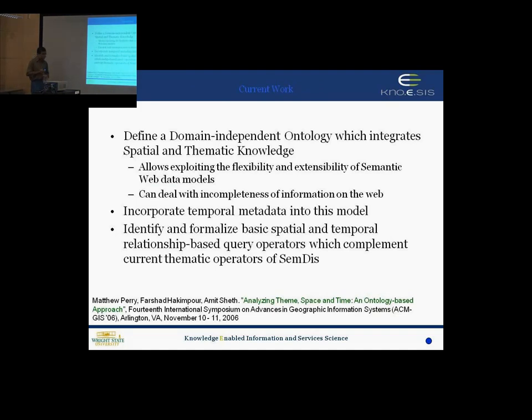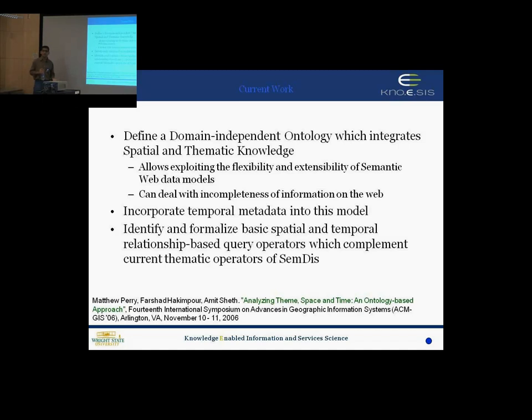One of the pieces of work we have done in the lab is defining a domain-independent ontology, which can integrate information from different aspects: the spatial, thematic, and temporal aspects. Defining a domain-independent ontology allows us to capture various scenarios. The spatial, temporal, and thematic aspects of information appear across domains. It is not just limited to battle participation.